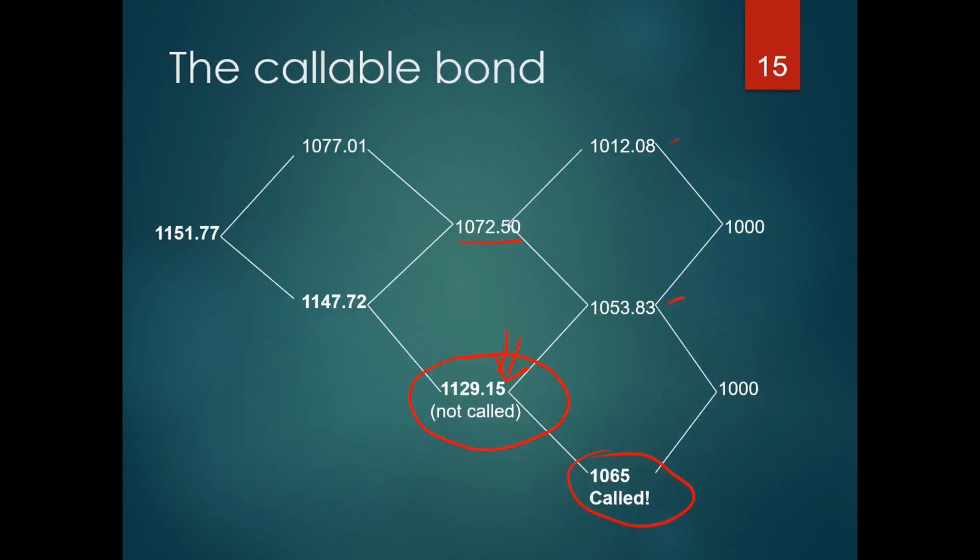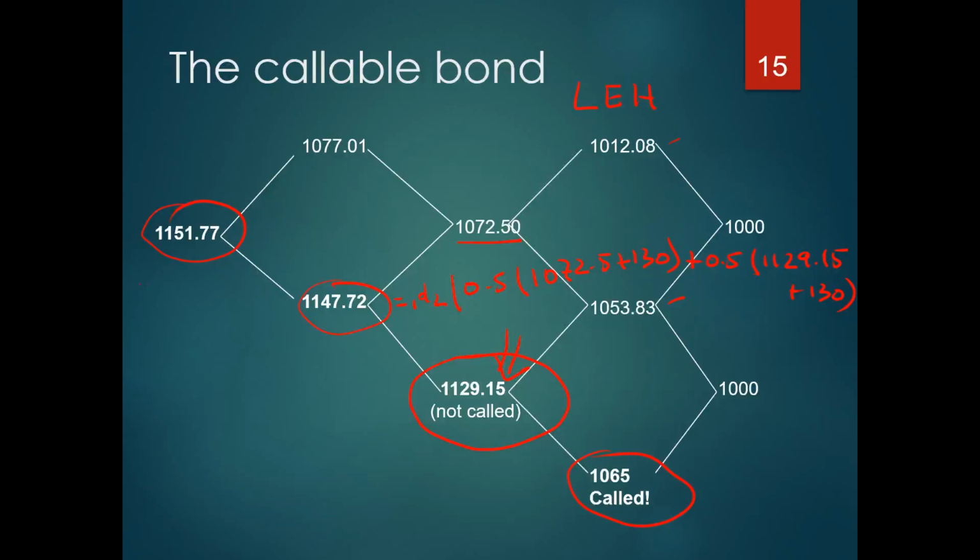It's 1129.15. So now we have to do again synthetic replication to get this price and to get this one. Now, a trick that we can use here, because this tree was constructed under the local expectation hypothesis, is that we can use the discounted price times the expectation. So this would be the discounting factor, and then the expectation is going to be the probability of the up move, so the 1072.5. Now you would have to add the coupon, and then the probability of going down times the price plus the coupon. So in this case, you're going to have the 1147.72.